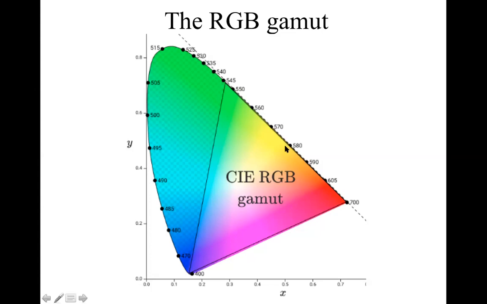So if you take the center of the segment that links the green with red, of course you'll obtain yellow. If you take the center of the segment between green and blue, you'll obtain cyan. If you take the center of the segment that connects red and blue, you'll obtain magenta. If you take the center of this triangle, you would obtain here white.